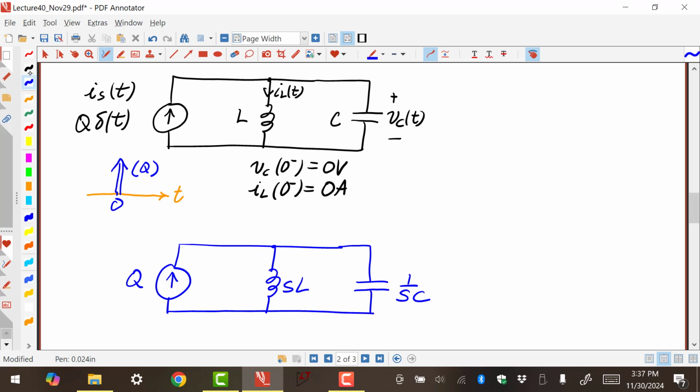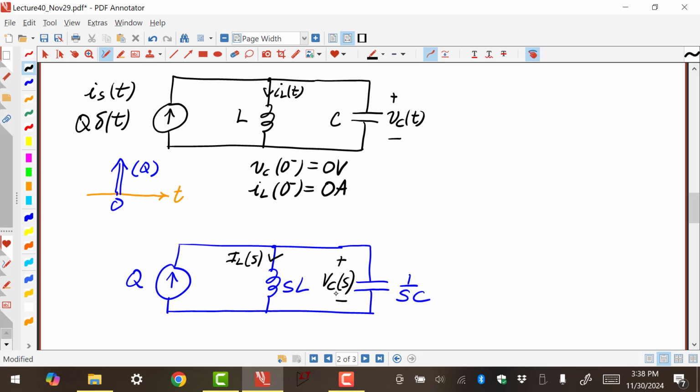Here we go. And this is the current, ILOS. Here's the voltage, VC of S. So the typical thing to do is find the inductor current and capacitor voltage. How do we do that? Well, you can have your choice, but in a parallel circuit, typically we go for the capacitor voltage first. So maybe that's what we should do.